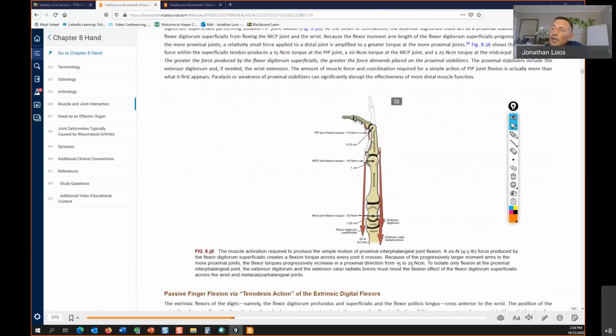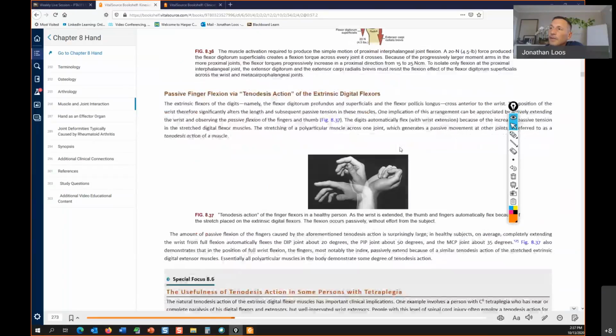So this is just showing how you can isolate different functions of the finger, how the flexor digitorum comes up here, and then your extensor digitorum. But again, I don't think there's anything on there in the test.